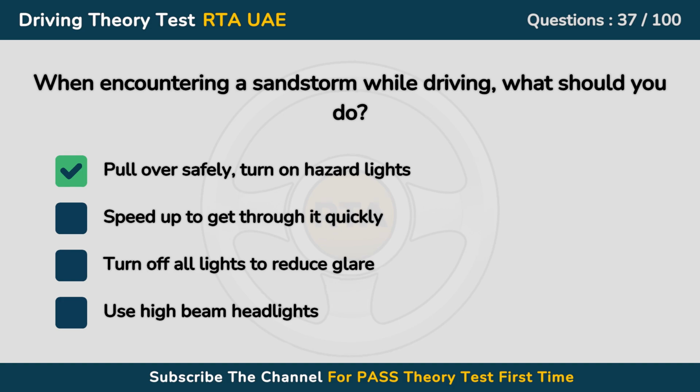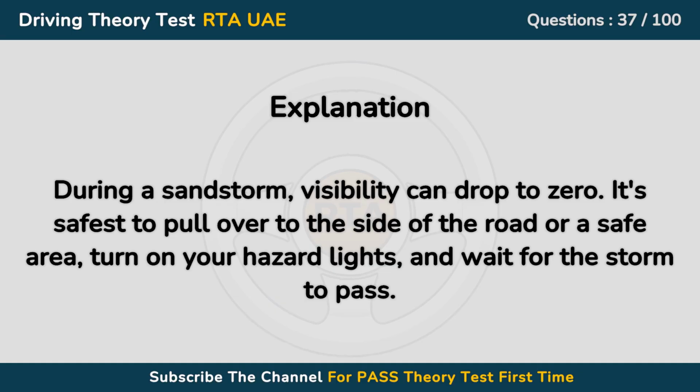Answer is A. Pull over safely, turn on hazard lights. During a sandstorm, visibility can drop to zero. It's safest to pull over to the side of the road or a safe area, turn on your hazard lights, and wait for the storm to pass.